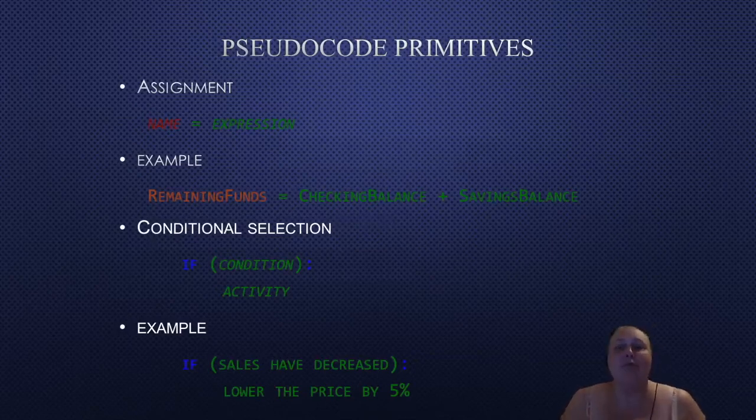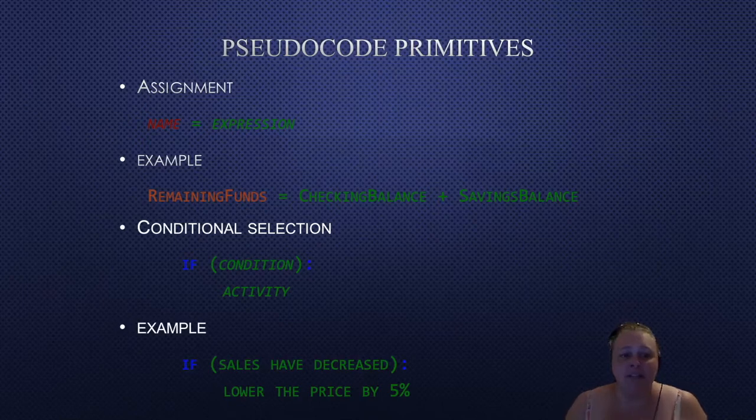So, some primitives in pseudocode. When we say primitives, we're saying those basic structures, the basic things we want to do. Some of the basic things we've done so far in Python are assignments, where we set a variable equal to something. Pseudocode would just be writing that out: the variable equals something else. For example, my remaining funds is going to be equal to my checking balance plus my savings balance. Easy peasy.